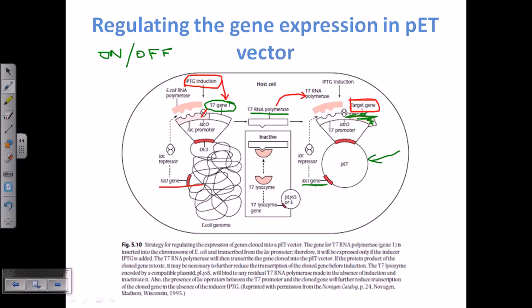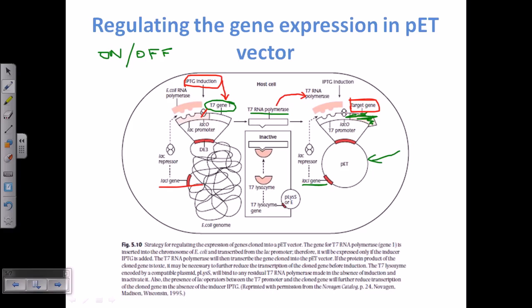But again, the lacI gene is producing lac repressor, which again binds to the lac operator region there to block the transcription of the target gene. Why do we require the blocking process? Because we don't want our target gene to be expressed all the time. We only want to express our target gene when we need it.